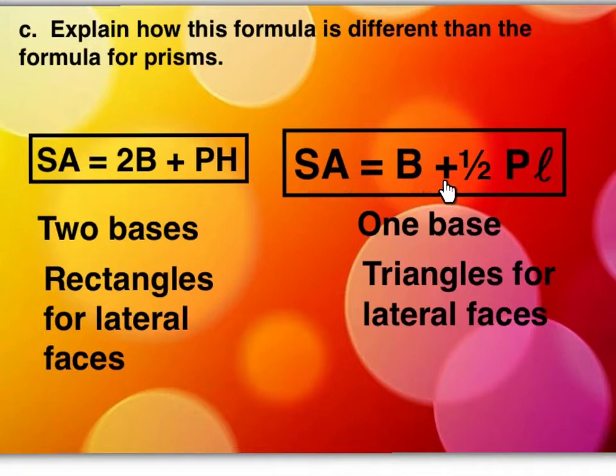And then the surface area for a pyramid is one base and triangles for lateral faces. So for this one you have to find the area of the base plus 1/2 the perimeter multiplied by the lateral height. So explain how these two are different. And remember, this is for prisms. And this is for your pyramids.